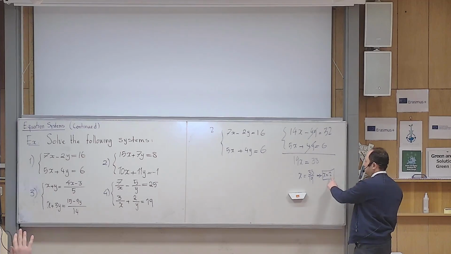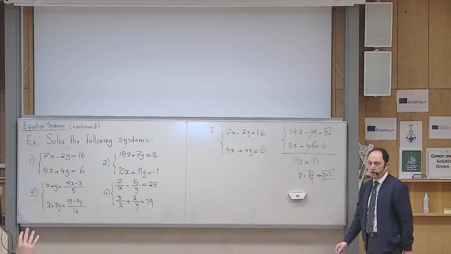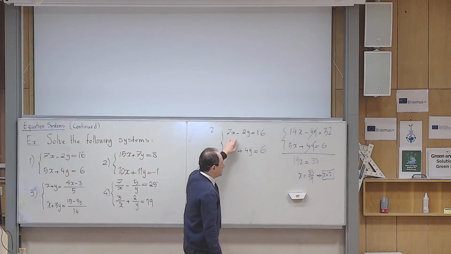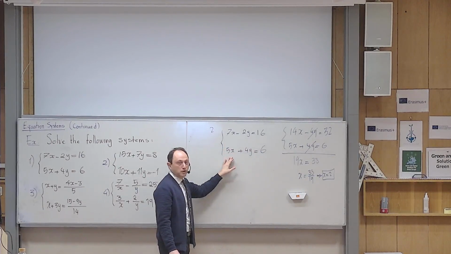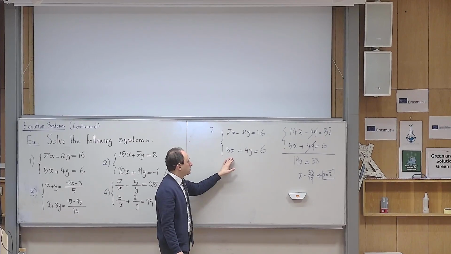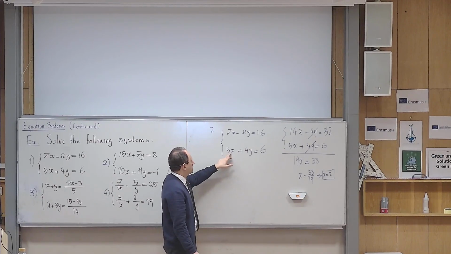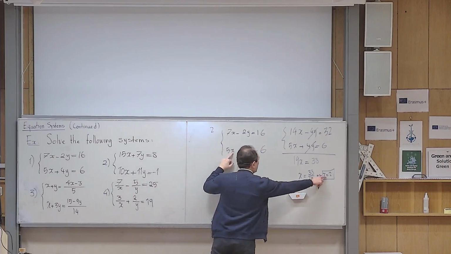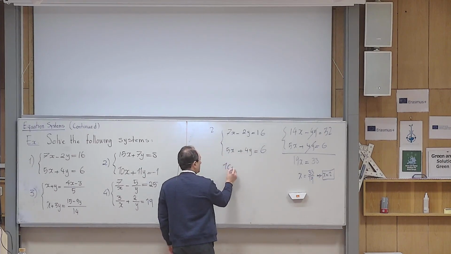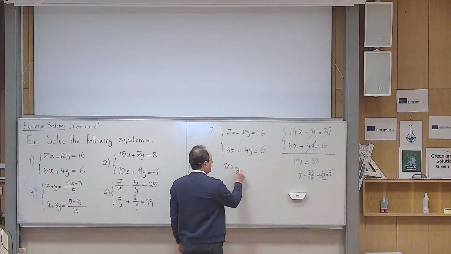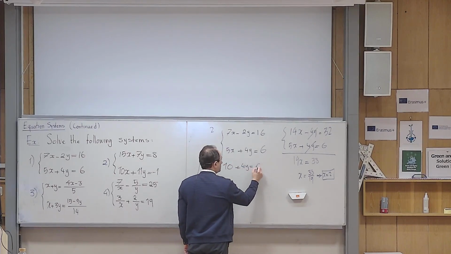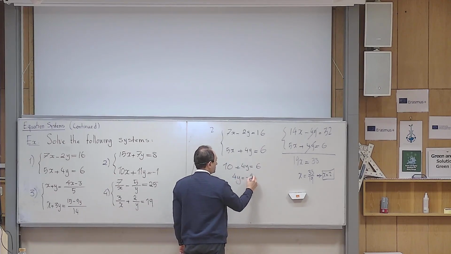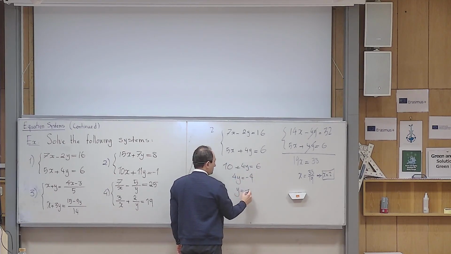And when x is 2, I need to find y. I will come to your question. Then I go back to one of these original equations. No matter which one you choose, I will choose the one with the smaller values. So let me choose, for example, the second one. I put 2 instead of x, so it becomes 10. And then 4y is equal to 6. I move 10 to the other side, so 4y is minus 4, so y is minus 1.